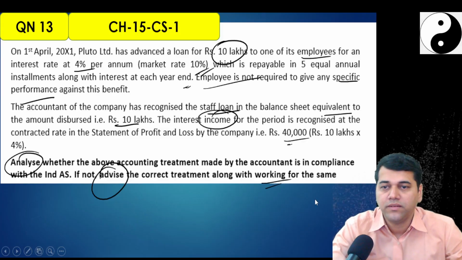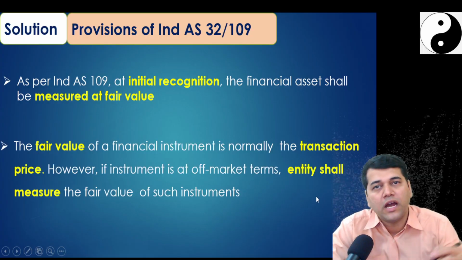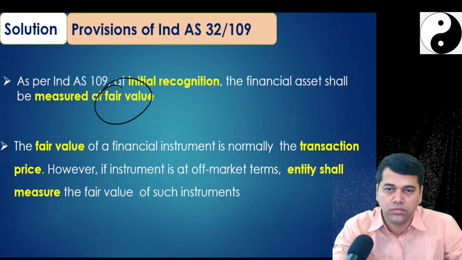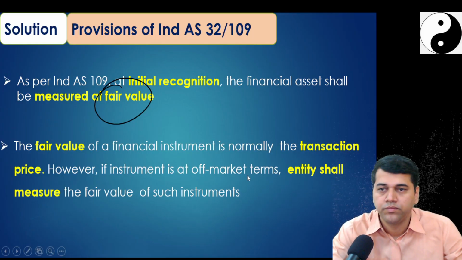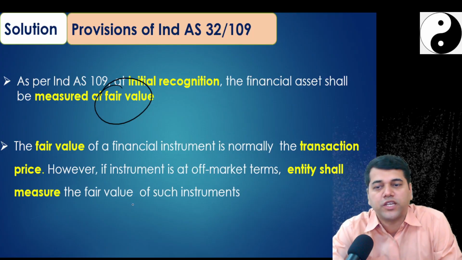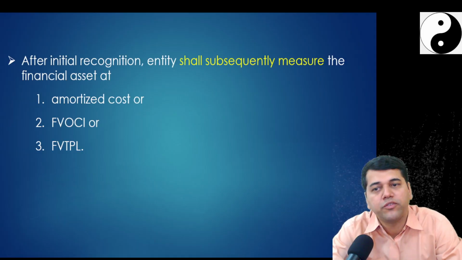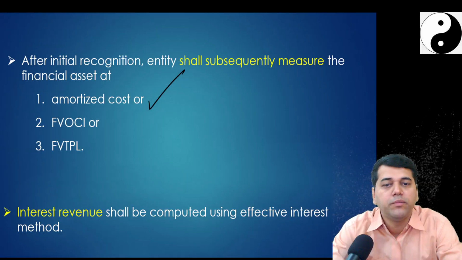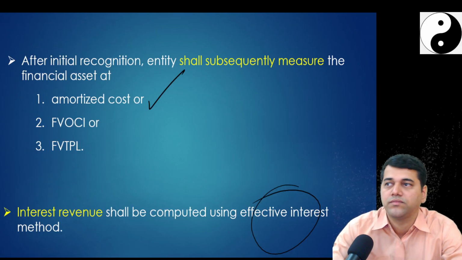Yes, so first thing, you would have written the provisions of IFRS 32 or 109, that you have to recognize something at its fair value. Now, the fair value of the financial instrument will be the present value of the future cash flows, because it is at an off-market rate, and then you can subsequently measure it at amortized cost, FVTPL or FVOCI. Interest revenue will be calculated at the rate of effective interest. So, first you will explain the provisions.